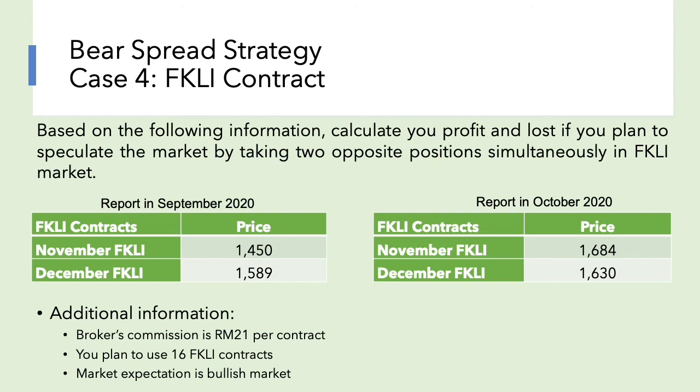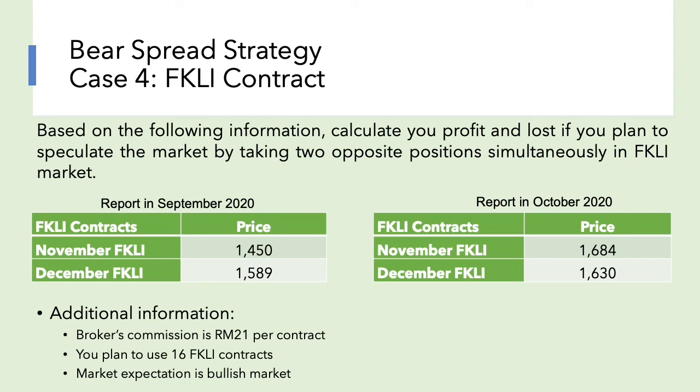So we have a report in September 2020. For November FKLI, the price is 1450. December FKLI price is 1589, and then we have a report in October 2020, November contract at 1684, and December FKLI at price 1630. Additional information, broker commission is RM21 per contract. You plan to use 16 FKLI contracts and you expect the market is bullish.